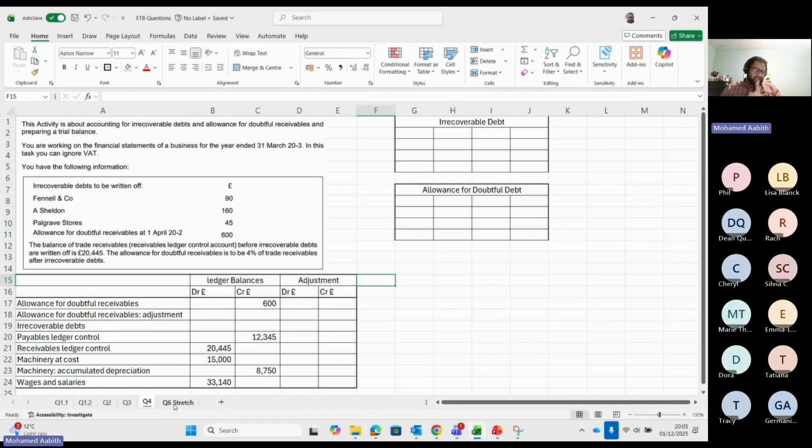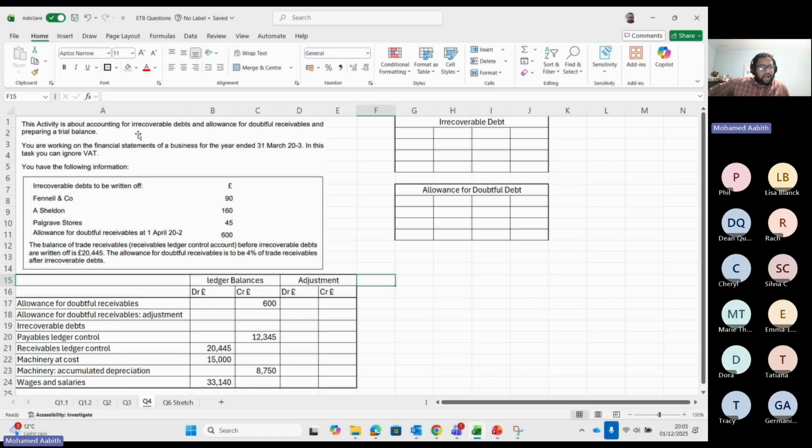I had a stretch question, but I don't think we'll have time for that because this is a big enough question anyway. So let's say here, this activity is about accounting for irrecoverable debt and allowance for doubtful debt receivables and preparing a trial balance. We are working on the financial statement of a business for the year ended on 31st of March 2023. In this task, you can ignore VAT, so not worry about that.